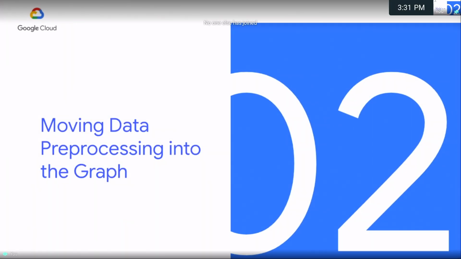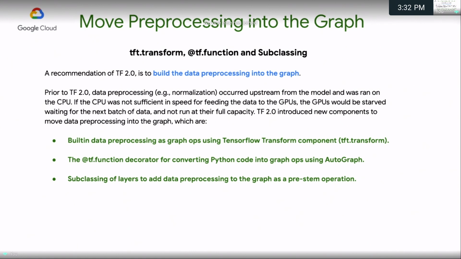Okay, so I'm going to talk about a few things that have a lot to do with TF 2.0. They're more recommendations, not necessarily features, about what's good for production. One of the ones I really like is the idea of moving data preprocessing into the graph. I'm going to be highlighting things like tf.Transform, the tf.function decorator, and subclassing.